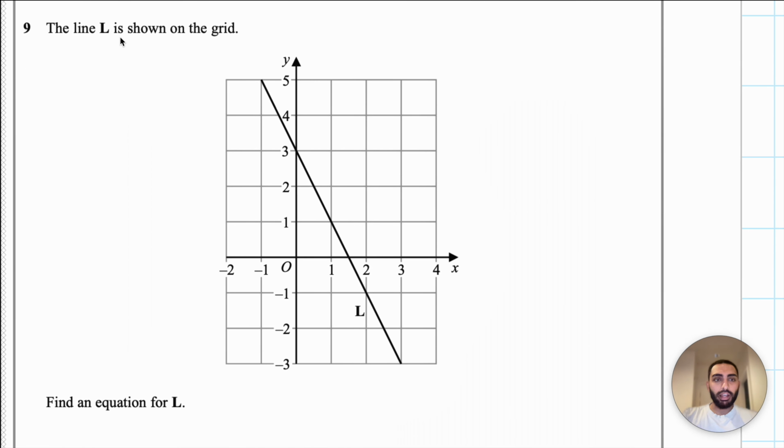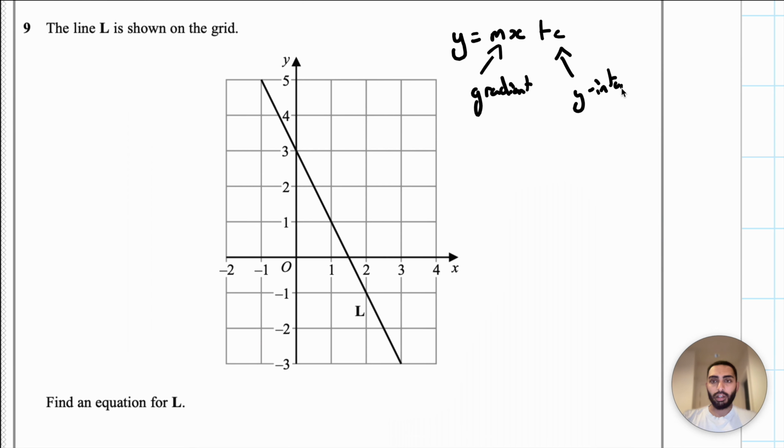Question 9. The line L is shown on the grid. Find an equation for L. So the formula for equation of a line is y is equal to mx plus c. There's two parts of this that we need to find. The gradient, which is how steep the line is. For every one across, how much does it go up or down by? And the c value, which is the y-intercept.